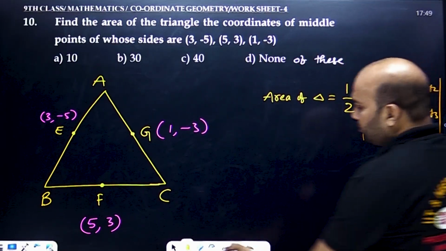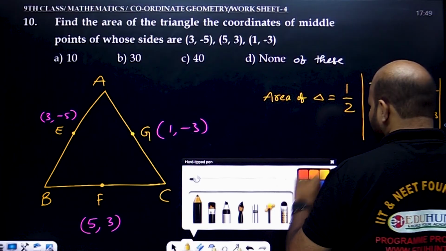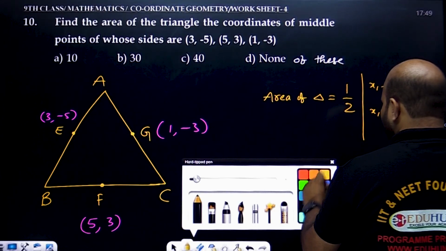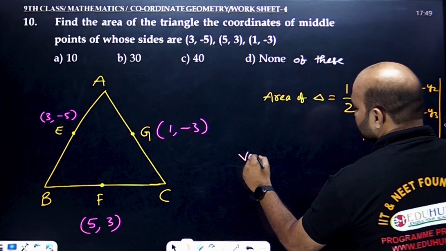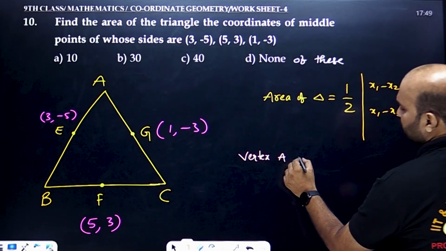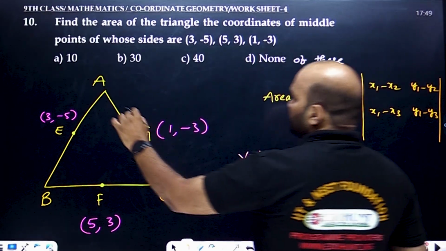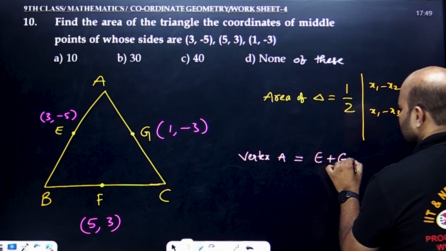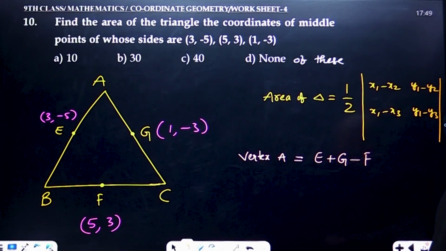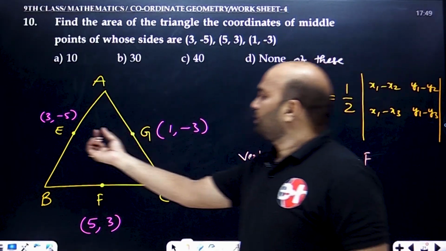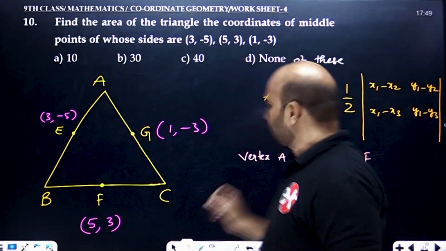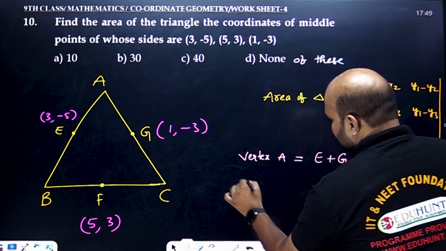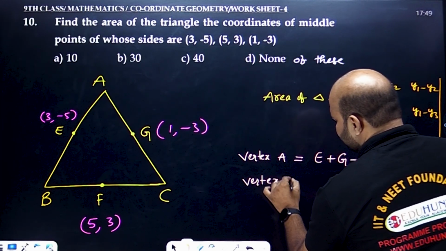Am I clear? So clearly we need to observe. I already told you in my previous exercise how we get the A, B, C coordinates if the midpoints are given. This is the formula. First, what is the vertex A? Vertex A equals the sum of the adjacent midpoints E plus G minus the opposite midpoint F. This is the formula. So you can write vertex A by using the midpoints.